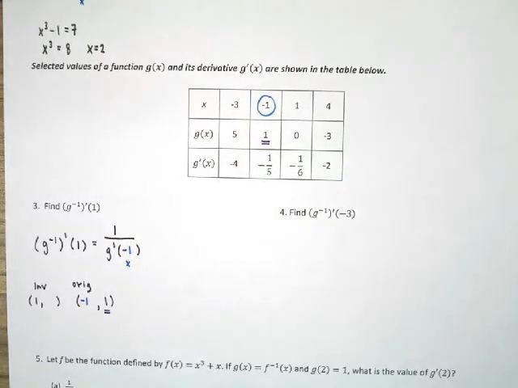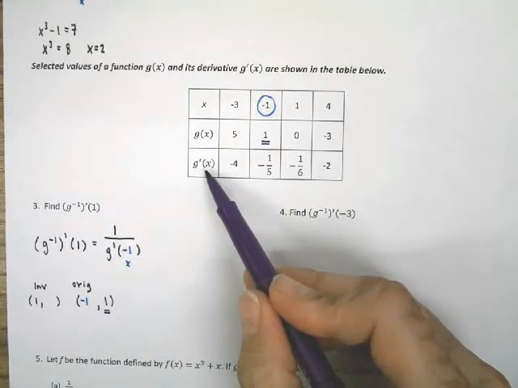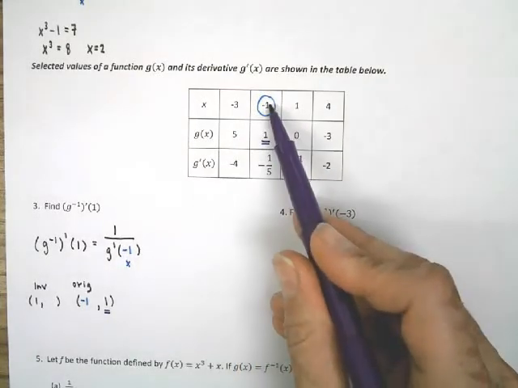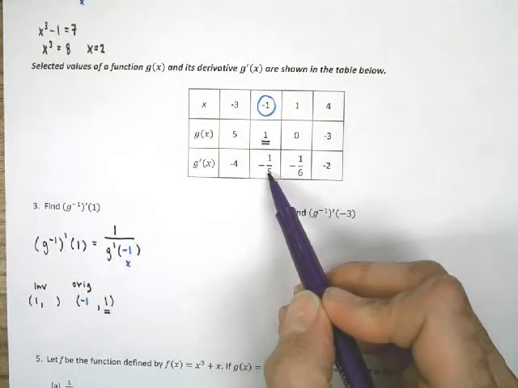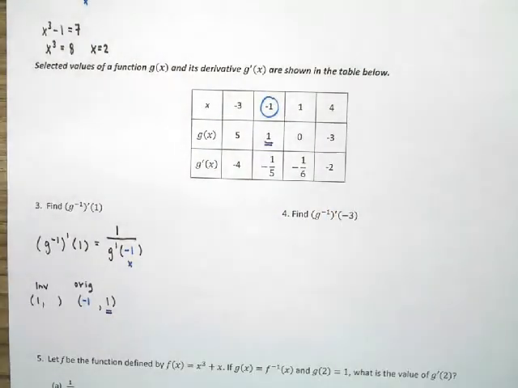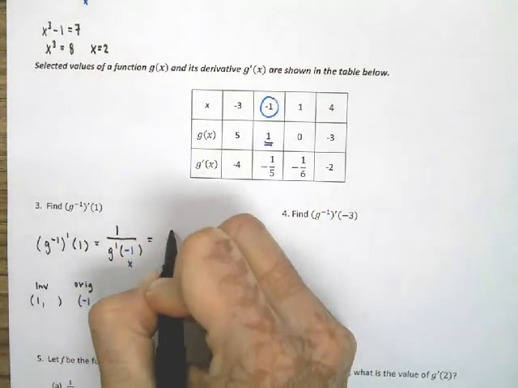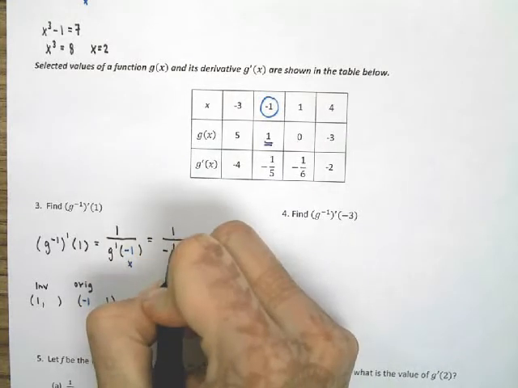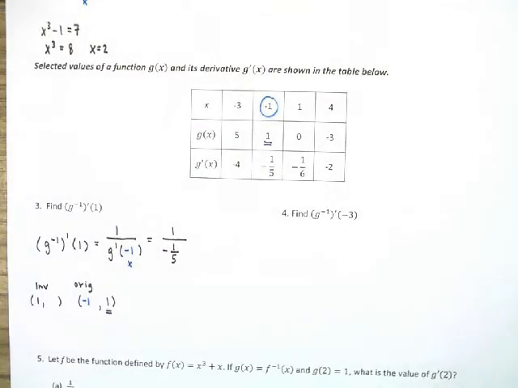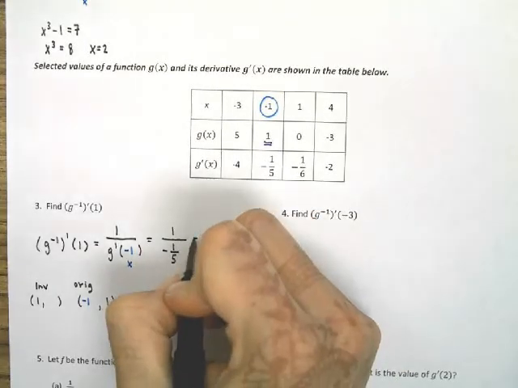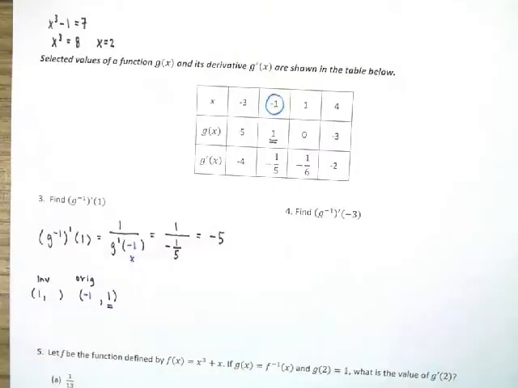So now I know that I need to plug in a -1 right here. So now I go back to the table. I'm going to use the g prime column. So g prime of -1 is -1/5. So my derivative here is 1 over -1/5. And if I simplify that, that gives me a value of -5. We're going to be working a lot with these types of multiple choice problems because, again, they will come up over and over again.